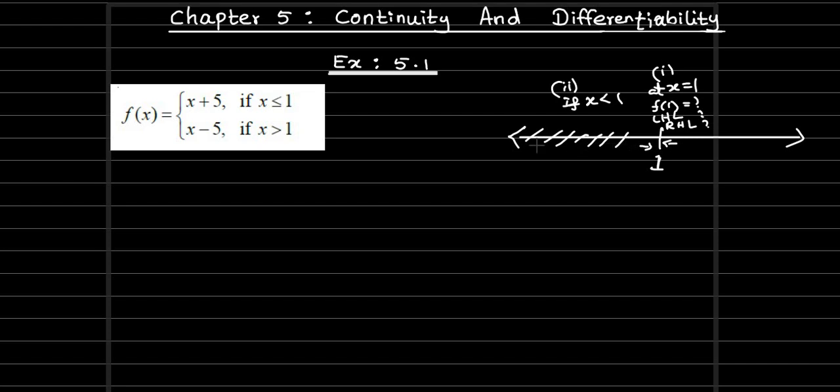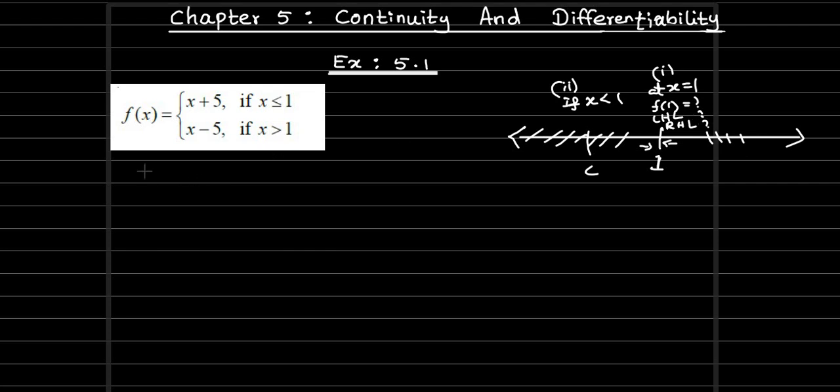Less than 1 means we have infinitely many real values in this interval. So instead of taking any one particular value, considering all the values together, we can give a common name. So let c be any real value. In the same way, f of c, left hand limit, right hand limit all together. Similarly for if x is greater than 1. So this is how we are going to proceed with this sum.